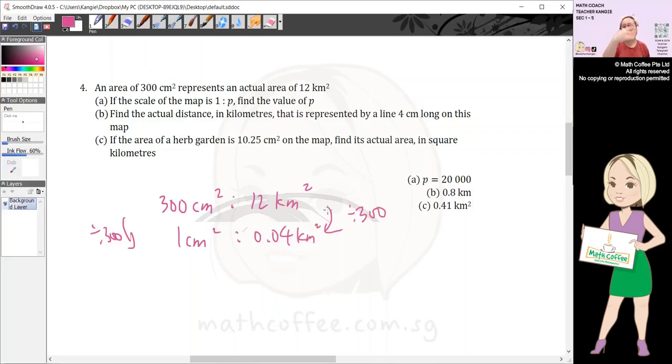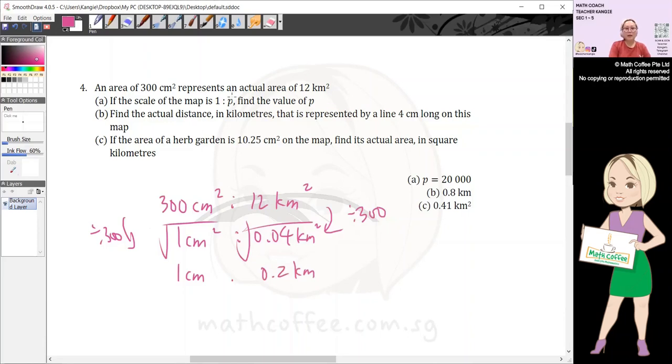After you change the left-hand side to 1 cm square, the right-hand side definitely is a perfect square. Perfect square means numbers that you can square root nicely. So now we're going to square root both sides. So square root both sides, I get 1 cm. Square root both sides, I will get 0.2. So now you see, I get my length scale.